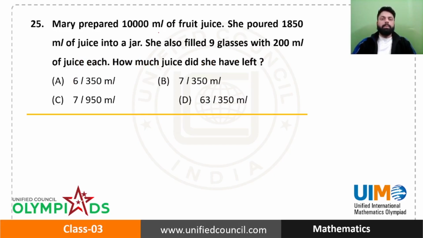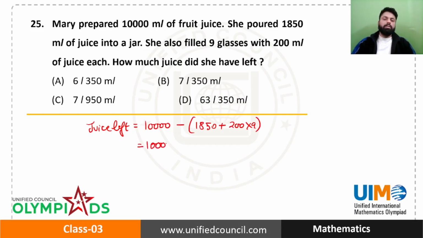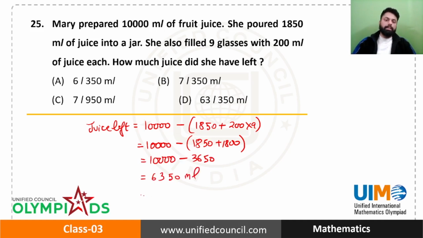Mary prepared 10,000 ml of fruit juice. She poured 1850 ml of juice into a jar. She also filled 9 glasses with 200 ml of juice each. How much juice is left? Juice left is equal to 10,000 minus 1850 plus 200 multiplied by 9. 10,000 minus 1850 plus 1800. 10,000 minus 3650. So 6350 ml. That is equal to 6 liters and 350 ml.